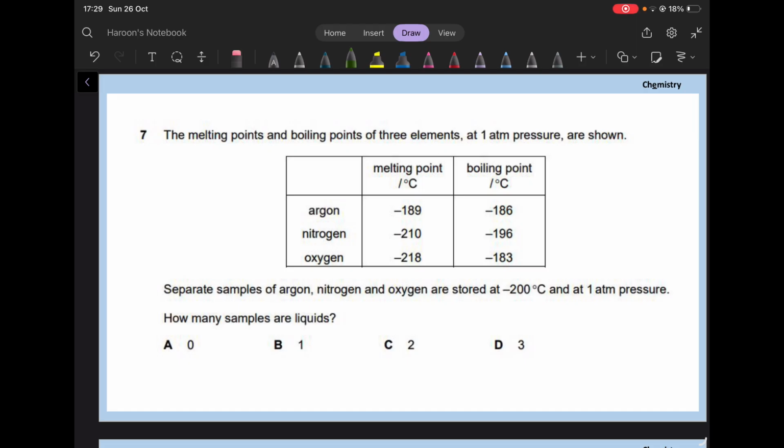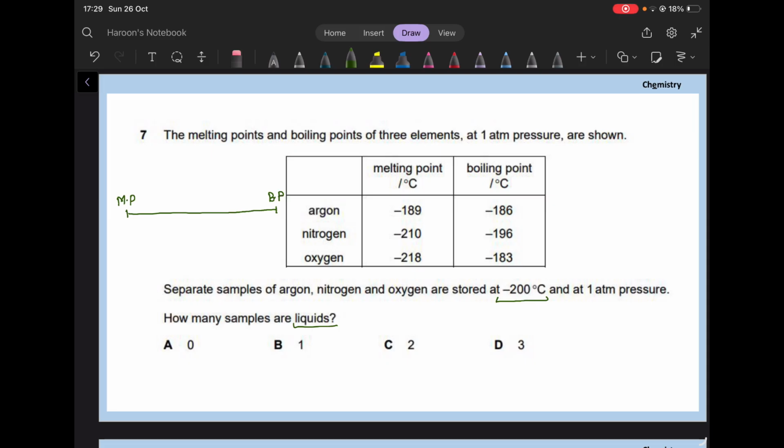The melting points and boiling points of three elements at 1 atm pressure are shown. Separate samples of argon, nitrogen, and oxygen are stored at negative 200 degrees Celsius and at 1 atm pressure. How many samples are liquids? We can make a small kind of timeline, in which I can write the melting point over here and the boiling point over here.